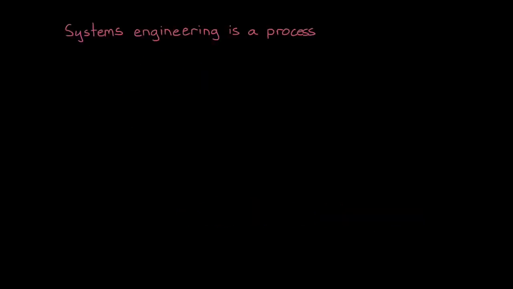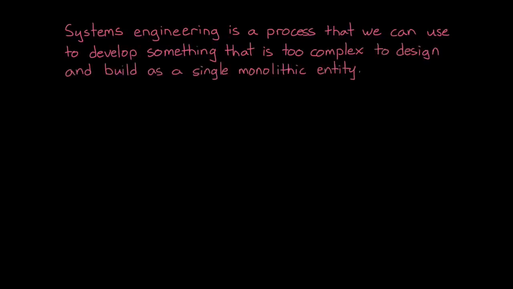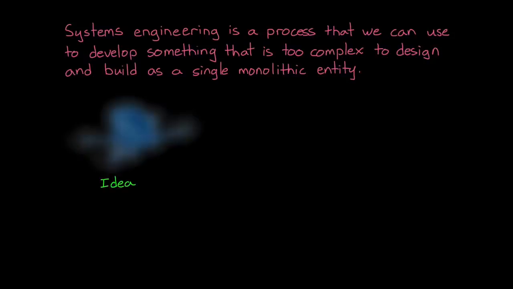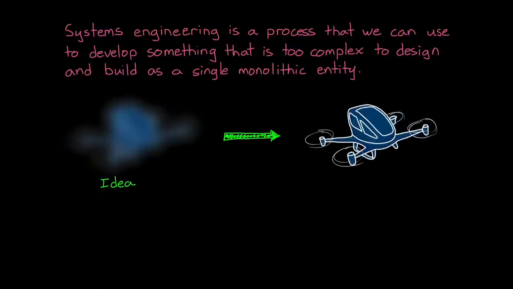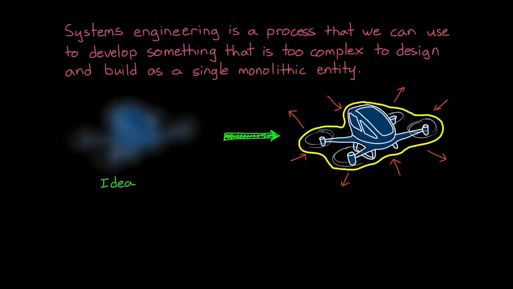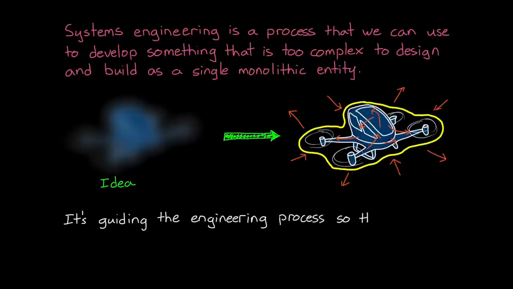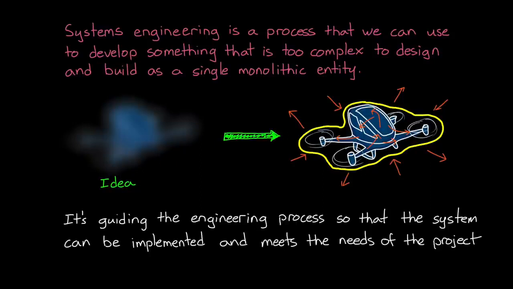Systems engineering is a process that we can use to develop something that is too complex to just design and build as a single monolithic entity. It's starting from an idea, often nebulous and ill-defined, and then putting form to it. It's thinking about the system as a whole and understanding the interactions between it and the external world, as well as the interactions of the internal components. And it's guiding the engineering process so that the system can be described in a way that can be implemented, and along the way, ensuring that it's meeting the needs of the project.